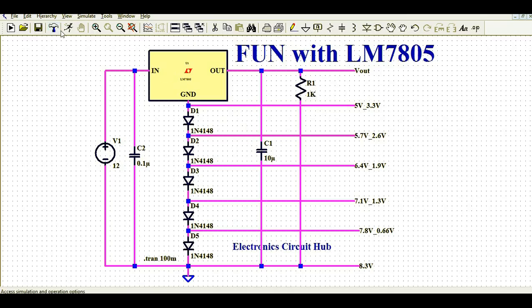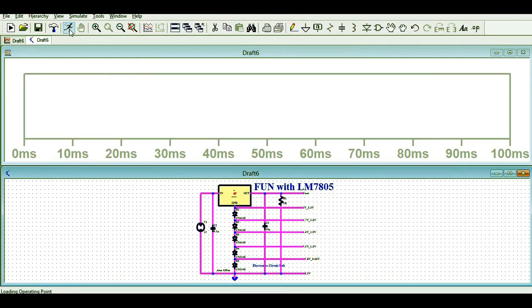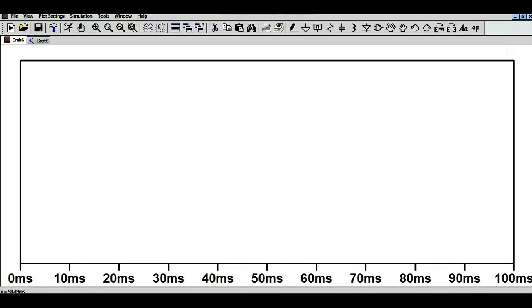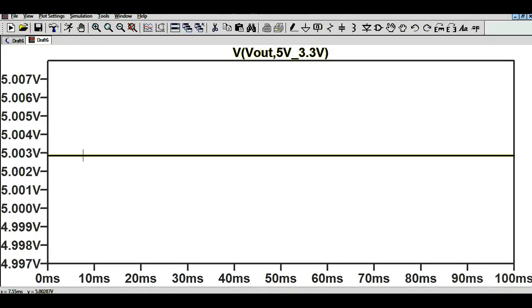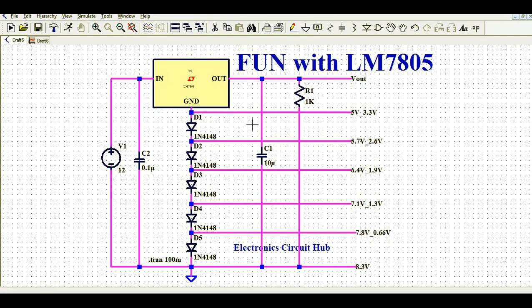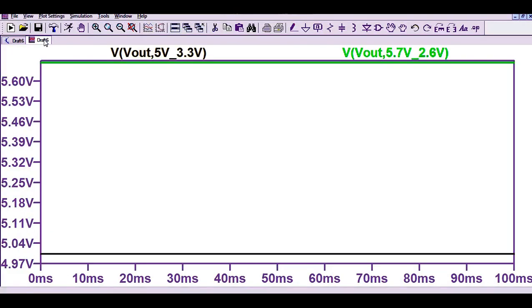So let me run the simulation straight away. I'll go to the sim run button and click it here. I'll click and I'll get two windows. Okay, so I'm gonna first check the 5 volt output. This is going to be my 5 volt output. If you look at this, it is exactly 5 volt output. The second output for me is going to be 5.7 or 5.6. Let's see. The second output I am getting here in the green color is 5.664.